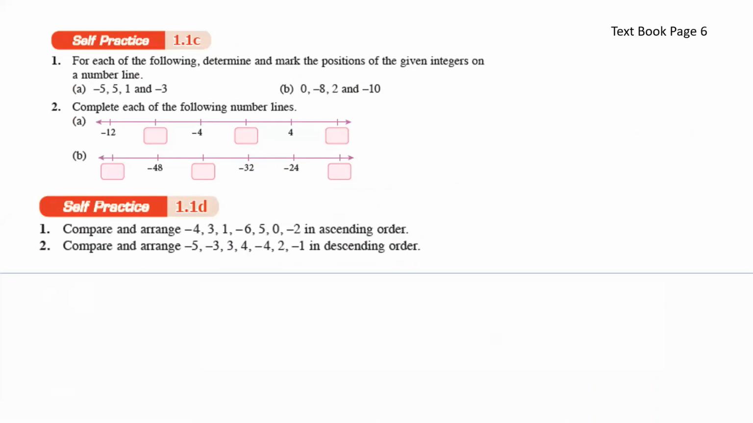Next, let's take a look at self-practice 1.1c. For each of the following, determine and mark the positions of the given integers on a number line. First, let's draw a number line and indicate 0. The bigger the positive value, the further it is to the right. So in this case, 1 and 5, 5 is a bigger positive value, hence it will be further down the right. -5 and -3. The bigger negative value will be further down to the left. So in this case, -5 will be further down to the left, while -3 is in between -5 and 0.